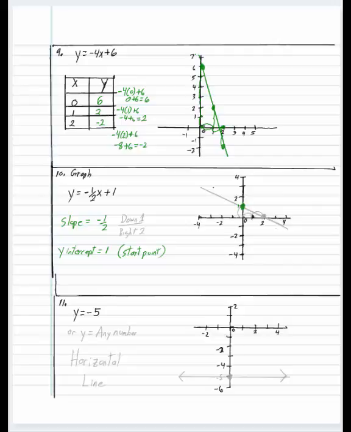Now the slope gives us direction. The top number tells us whether we go up or down, and the bottom number always goes to the right. I see we have a -1, so that means we're going to go down 1, and then right 2. So starting at the y-intercept at 1, let's go down 1, and then right 2, 1, 2. Put a big dot there, and now connect.